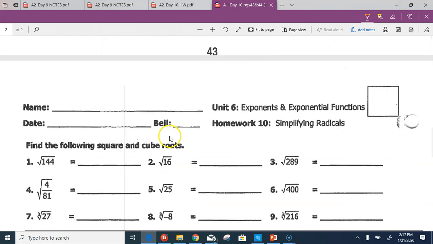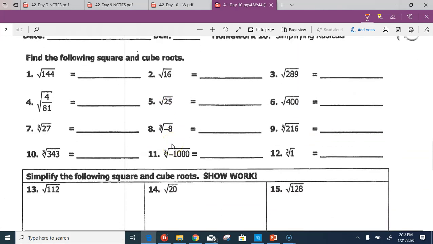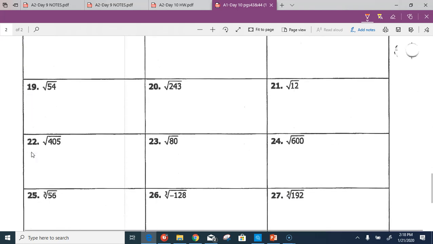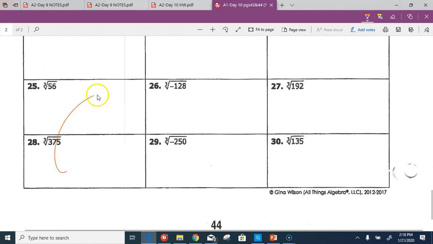For your assignment today, you're going to do numbers 1 through 6 on the top. You're going to skip numbers 7 through 12. And then you'll do 13 through 24 on the bottom, skipping the last 6 as well here.